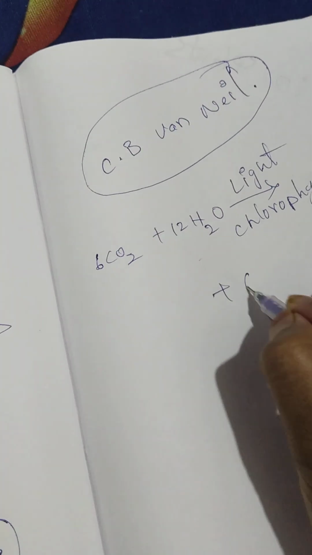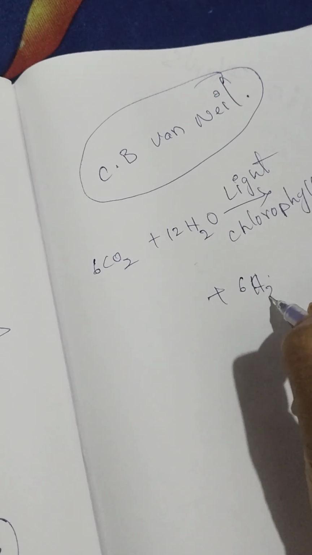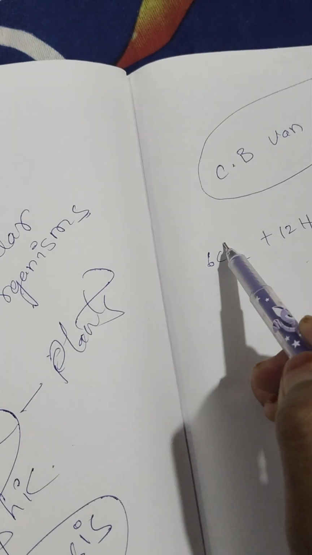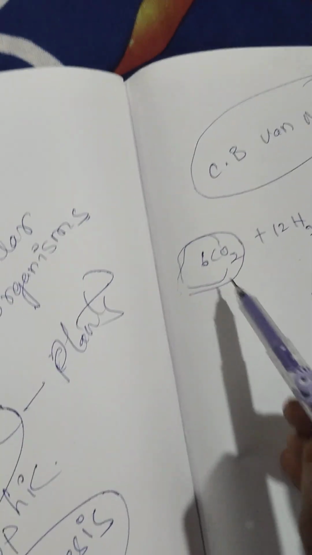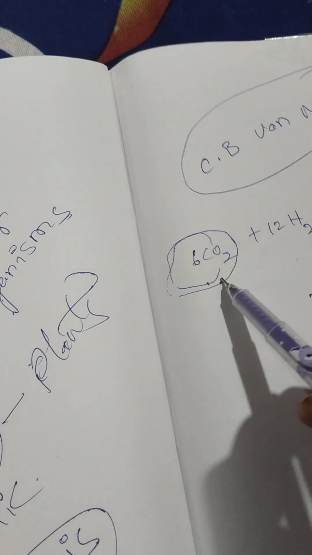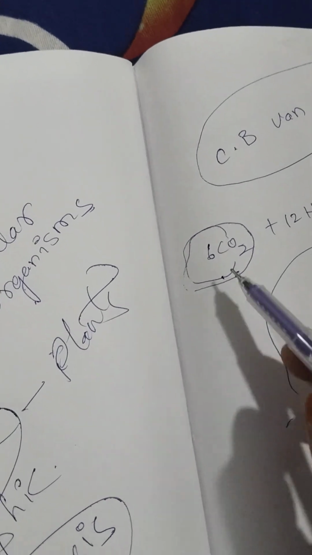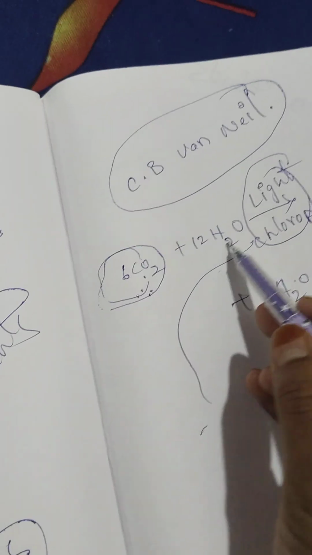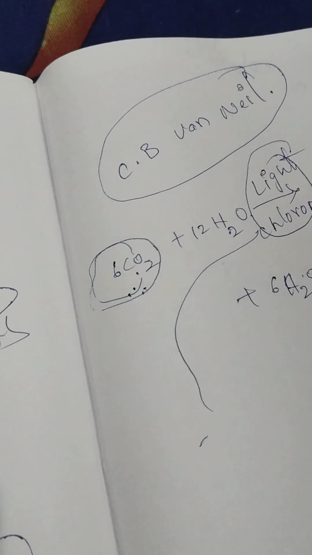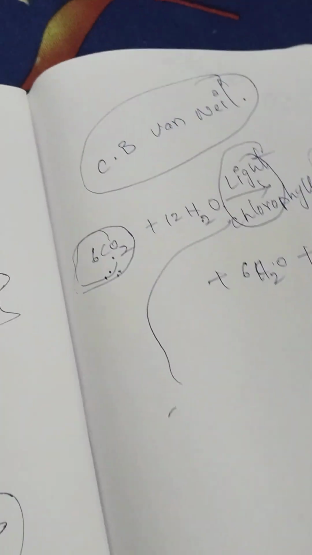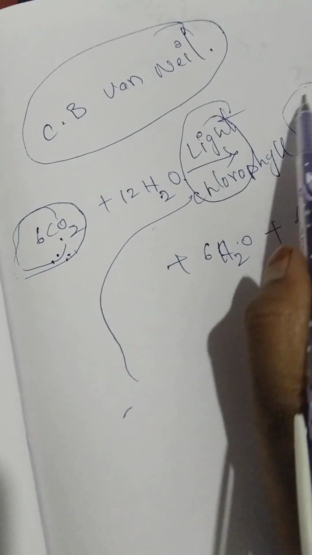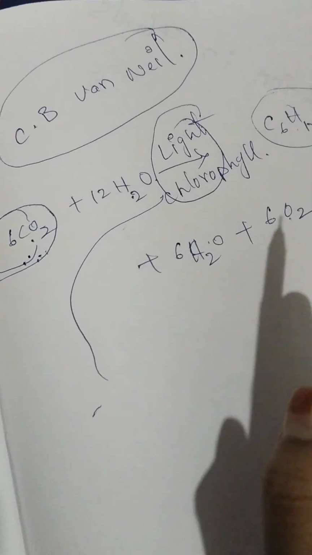gives C6H12O6 plus 6H2O plus 6O2. So here, 6 molecules of carbon dioxide are taken by the plant from the atmosphere. This indicates the reactants, carbon dioxide and water, finally termed as glucose and oxygen. So this is the reactant and this is the product. This is nothing but glucose and this is nothing but oxygen.